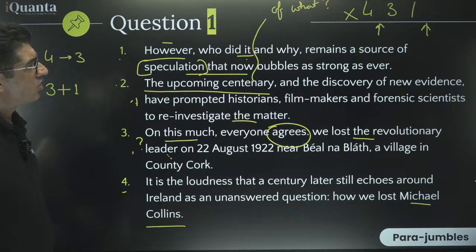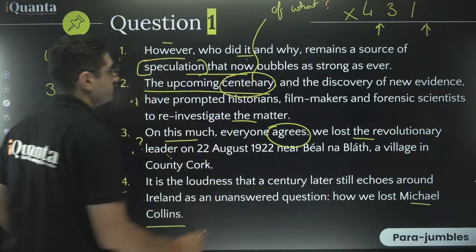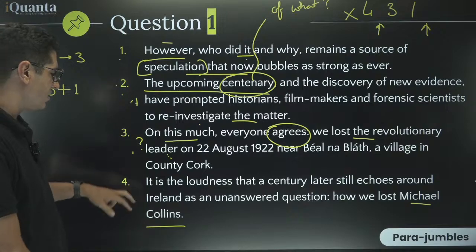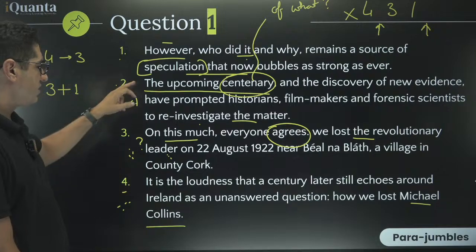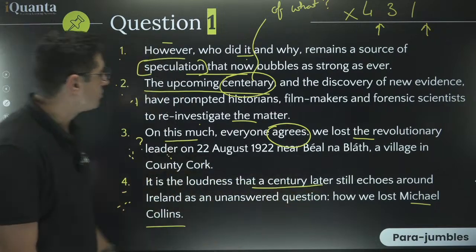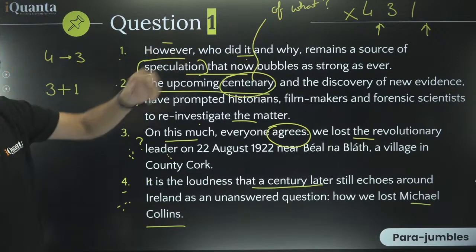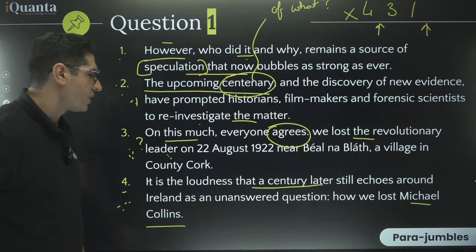Right. So where does 2 go? So 2 talks about centenary. And we want to reinvestigate the matter. If you want to reinvestigate the matter, and there is centenary, so centenary also connects it with 4th. So the best place for 2 will actually be towards the end. So the upcoming centenary that you have, it should be put after 4 and 3.